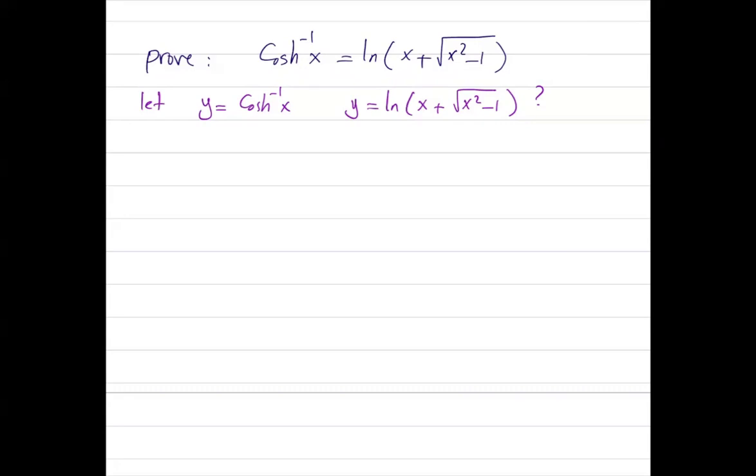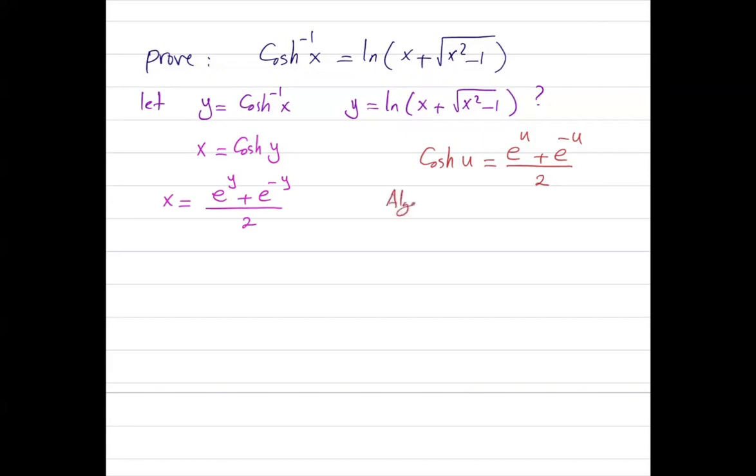So since y is equal to inverse hyperbolic cosine of x, by definition of inverse, x is equal to hyperbolic cosine of y. But what is the definition of hyperbolic cosine? Recall that hyperbolic cosine of u is equal to e to power u plus e to power minus u divided by 2. So my x on the left-hand side can be written as e to power y plus e to power minus y divided by 2.